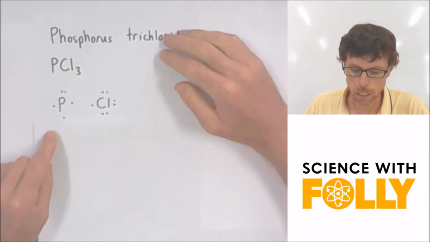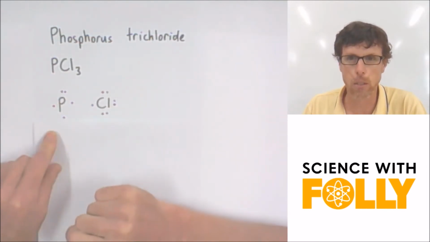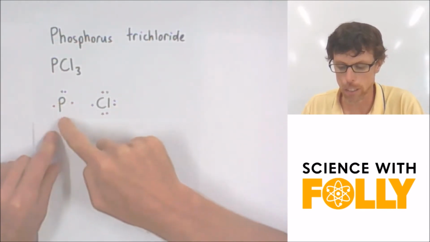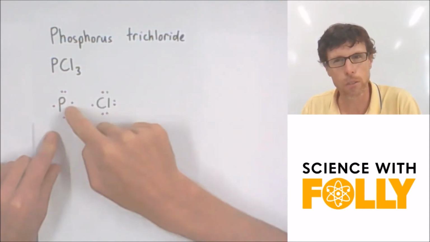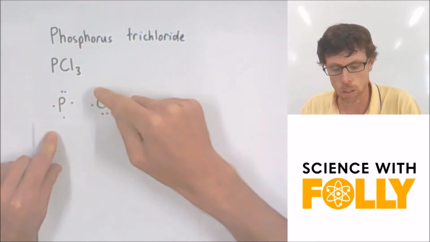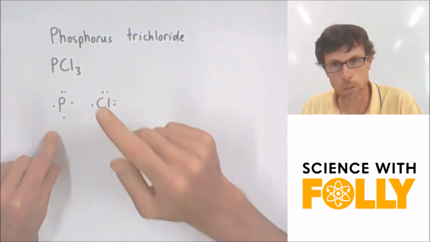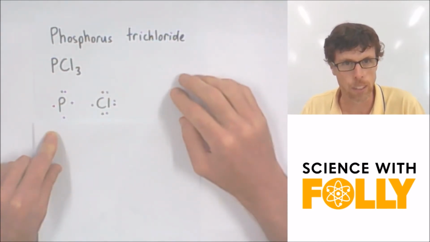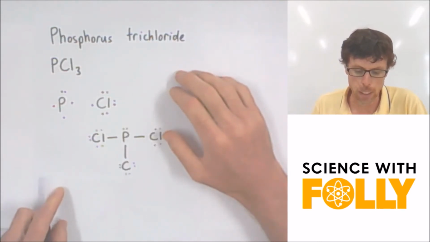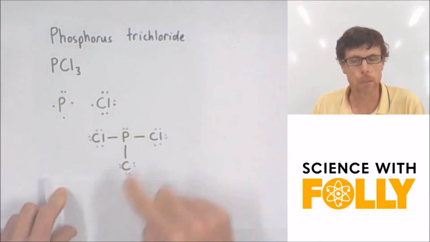Firstly, what you're going to do is figure out your Lewis diagram. As you can see, phosphorus has got 3 lone electrons and 1 pair. That means it's got 3 bonding areas. Chlorine has got 1, 2, 3 pairs and 1 lone electron. That means it's only got 1 bonding region. Put them all together. Here's our Lewis diagram of the whole molecule.